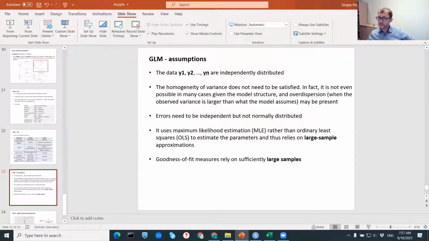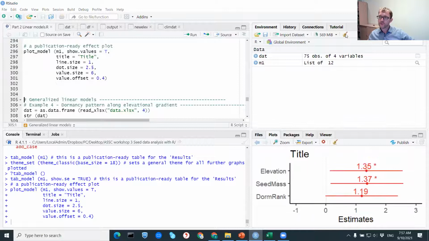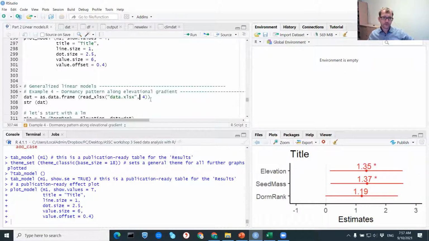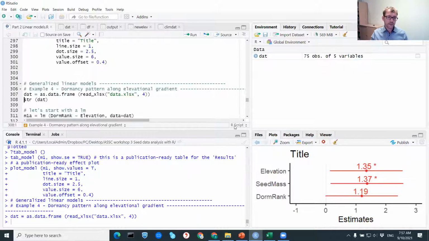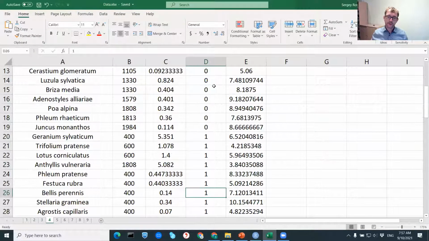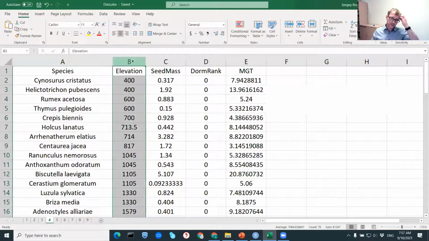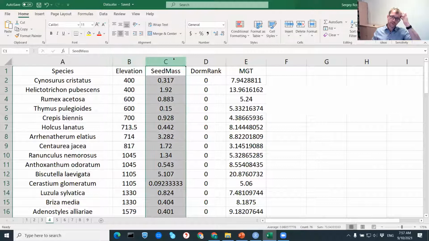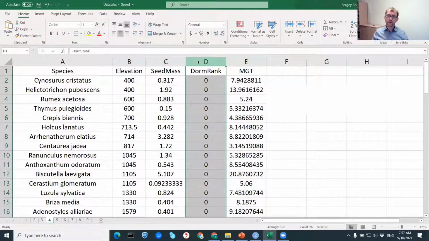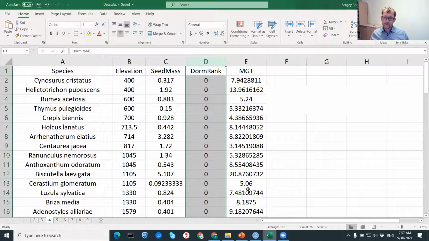I think I'm going to stop here and move to R. You don't need to change the scripts, everything is in there. We are going back to the previous example and taking a look at the dormancy patterns along the elevation gradient. If you remember, I have 78 species collected at different elevations. I have seed mass data for all of them, mean germination time, and I also know their dormancy status, whether they germinate easily or not. What I'm really interested in now is dormancy patterns along the elevation gradient.